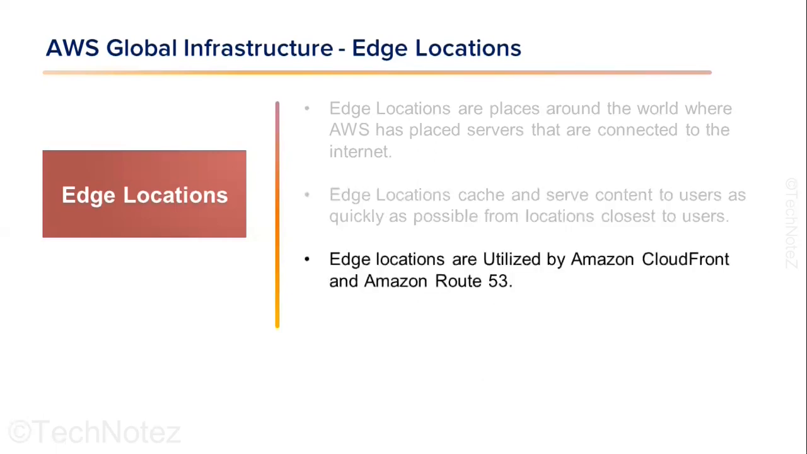These edge locations are distributed around the world and are used by services such as Amazon CloudFront or Route 53 to deliver the content with low latency and high performance. And if you are not aware about CloudFront and Route 53, don't worry, we will talk about these in the next module. By placing servers in edge locations, AWS is able to provide a faster and more reliable experience to users around the world.